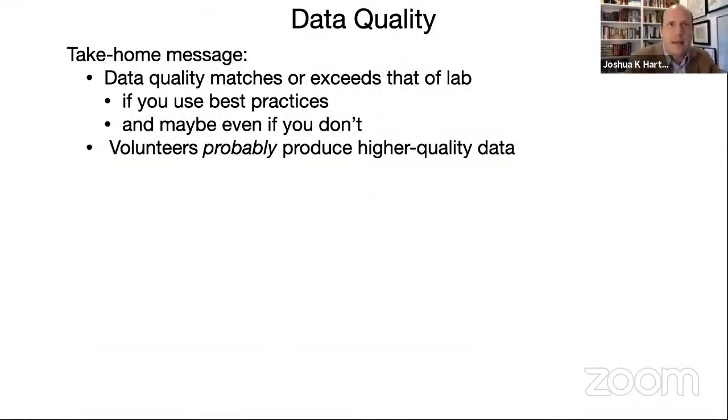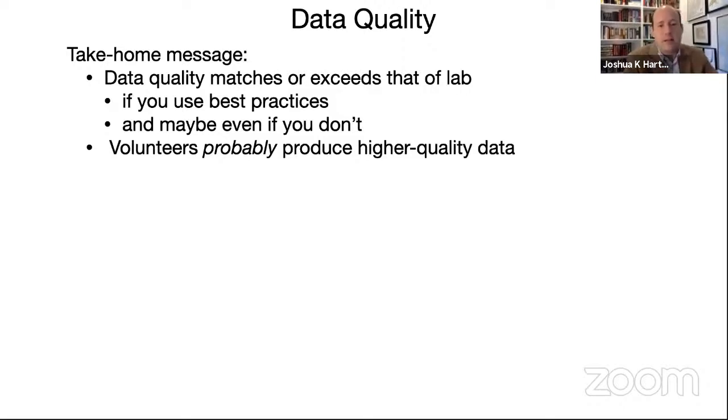So the take-home message that I really want, and I'm going to go into some best practices, but the take-home message is that data quality matches or exceeds that of the laboratory. And this has always been true, right? This is probably, other than the Stroop effect, the single most studied question in the history of psychology. And it is really well established that data quality matches or exceeds that of the lab. If you use best practices, and maybe even if you don't.